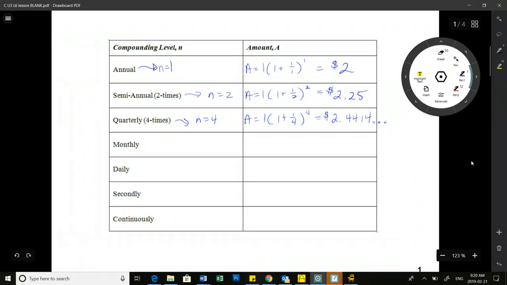We know we usually round money to like 2 decimal places, but once we get down to the bottom here, I'm going to want a few decimal places. So, okay, monthly, that would be n equals 12. Give me a couple more decimals. 303,529. That's good. Okay, daily, 365.